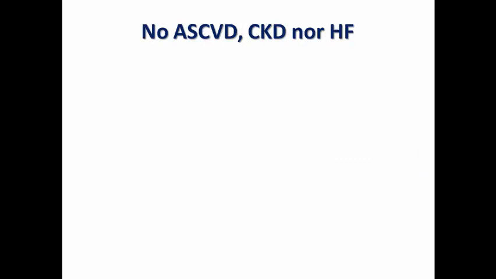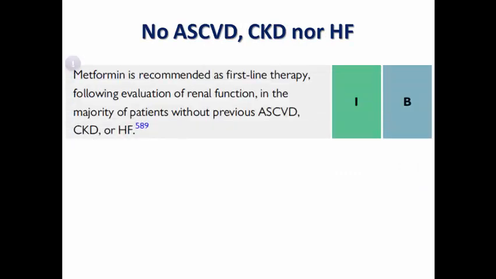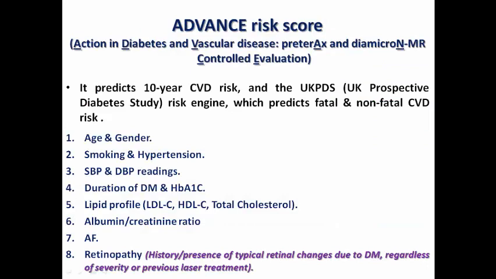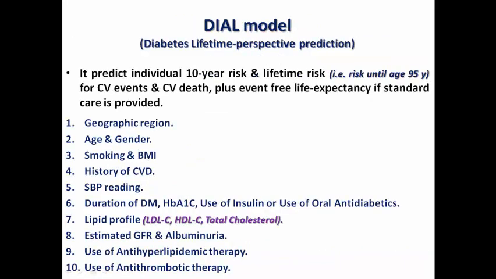But if we exclude these comorbidities in a diabetic patient, class 1 is for metformin to be used in this patient's prescription, and class 2A is to select SGLT2 inhibitors or GLP-1 agonists if you estimate that the patient has high risk for cardiovascular or cardiorenal outcomes using the ADVANCE risk score or DIAL model. We remember the ADVANCE risk score, which predicts the 10-year cardiovascular risk and also predicts the fatal and non-fatal cardiovascular risk, and we remember the DIAL model, which predicts both 10-year risk and lifetime risk for cardiovascular events and cardiovascular death.